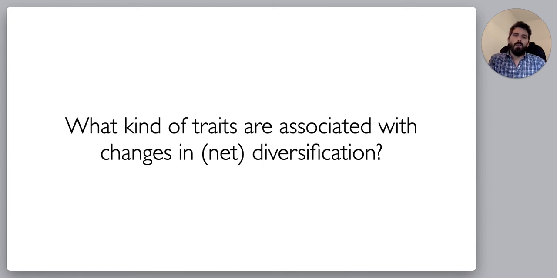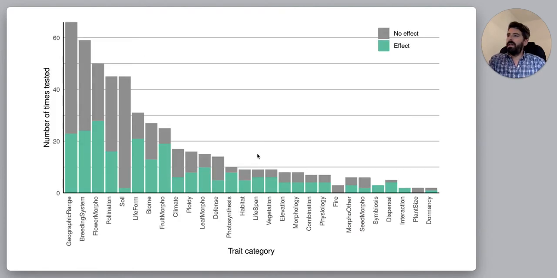So, what kind of traits are associated with changes in diversification in angiosperms? This bar plot shows different trait categories on the x-axis and the number of times SSE models were used on traits in these categories on the y-axis. The proportion of the bar that is green is the proportion of models where trait-dependent diversification was inferred. For example, traits relating to geographic range were commonly tested, but associations were not often found. Conversely, for traits relating to flower morphology, life form, or fruit morphology, trait-dependent diversification was detected more often than not.